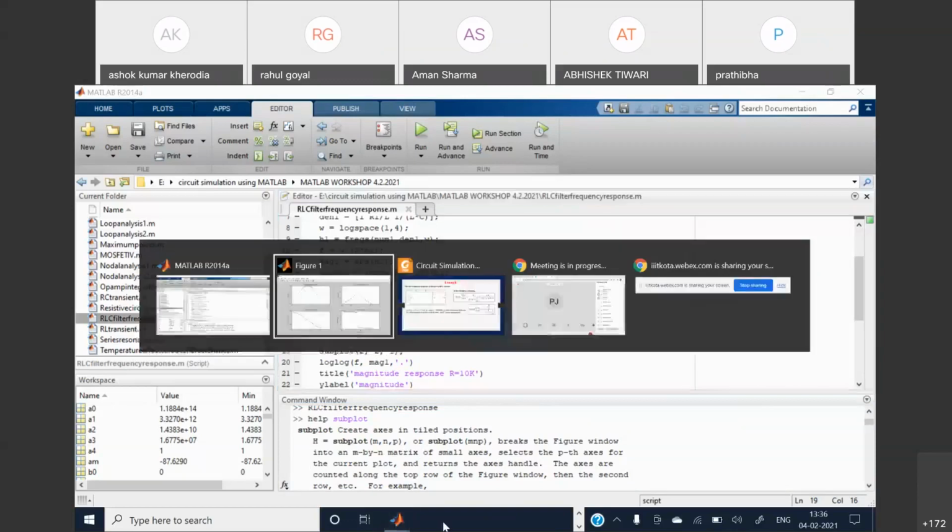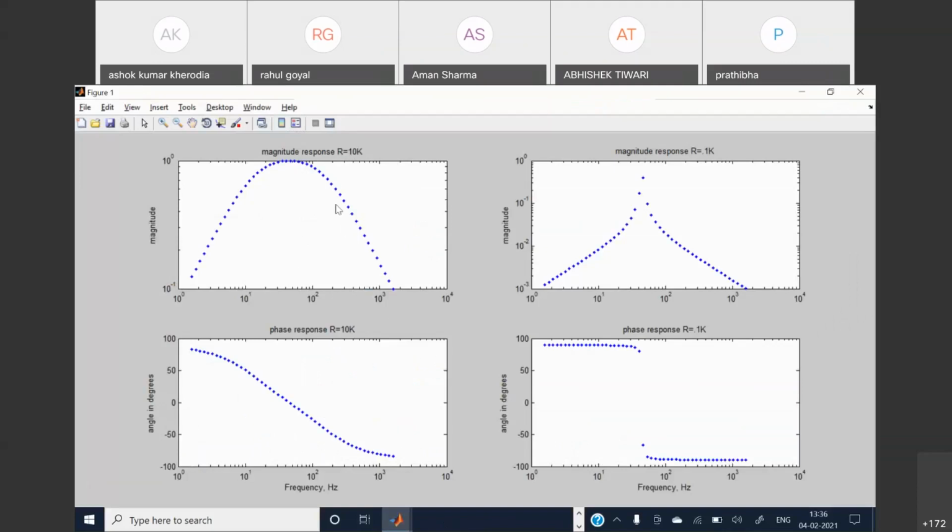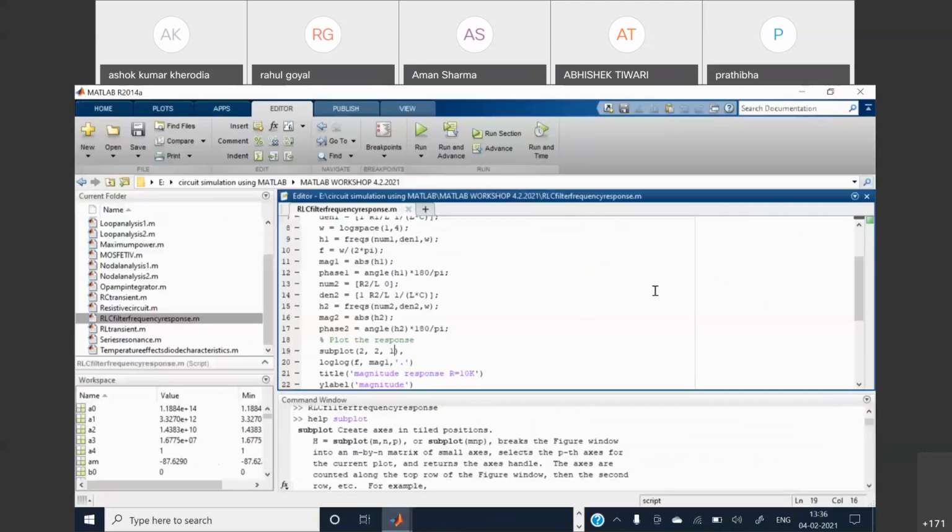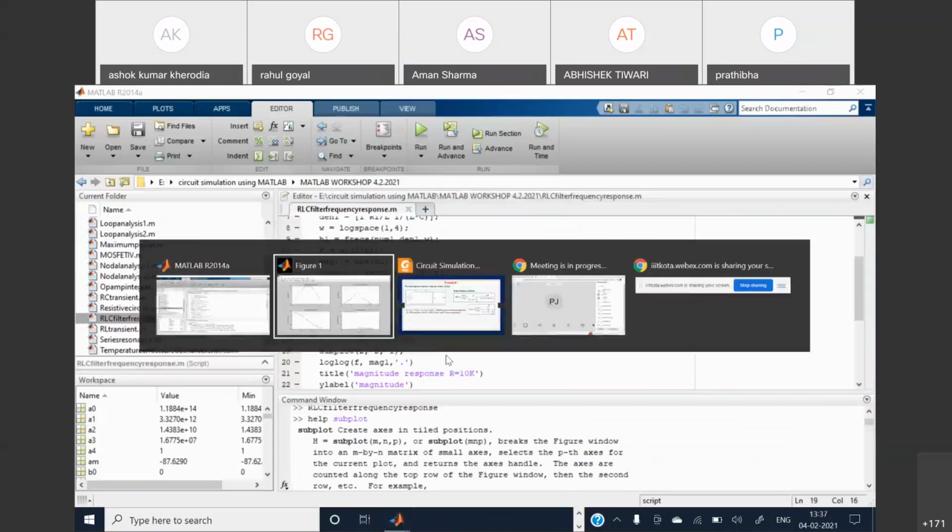See here. In the first window, I'm getting this magnitude response for 10 kilo ohm. In the second, I'm getting the magnitude response for 100, and then so on. So the whole plot is divided into 4 sections. This way you can plot the frequency response. And I'll go for the last one.